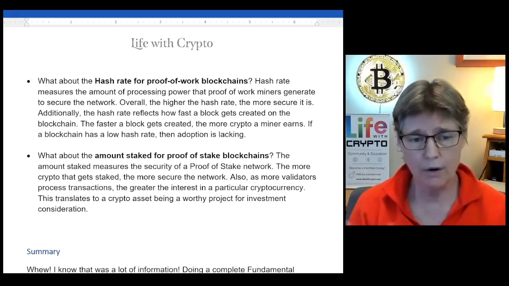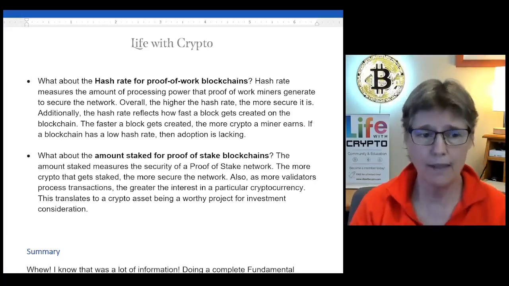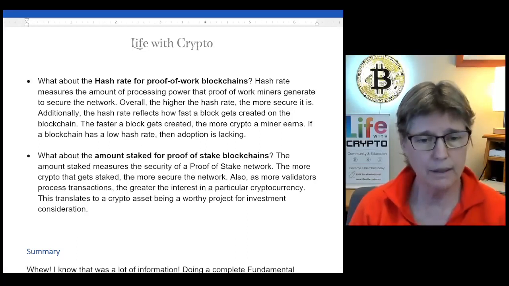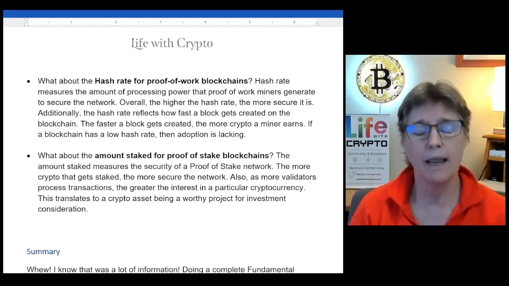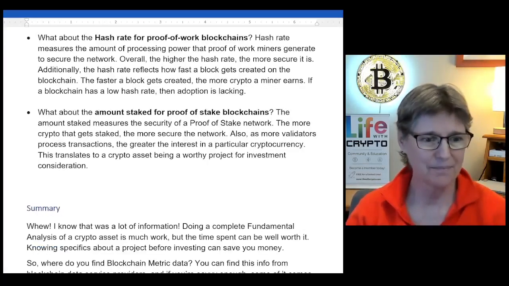Again, the more interest there is in a particular blockchain or a crypto on that blockchain, the more probability there is that that project will stick around for years to come, and the price will more than likely go up as we get out of a bear market.